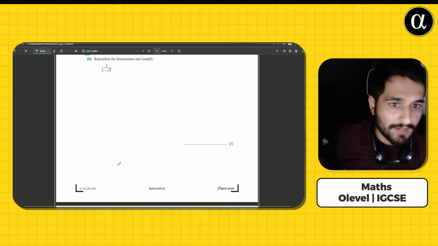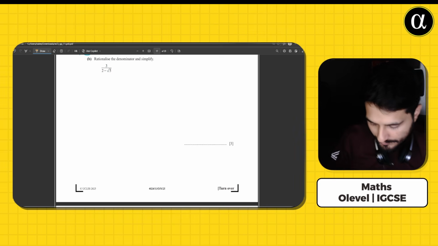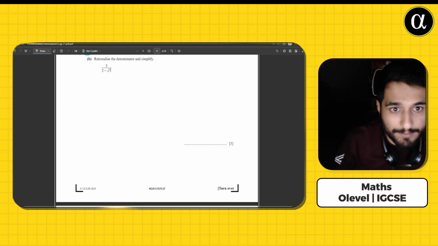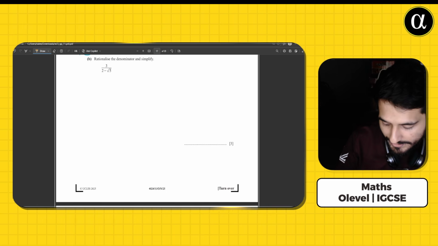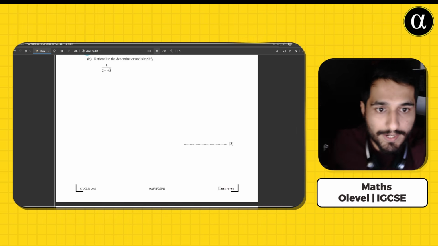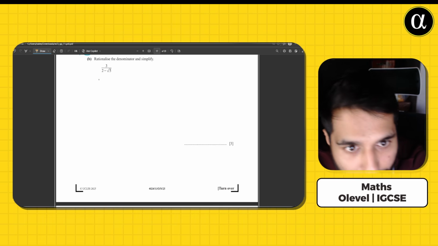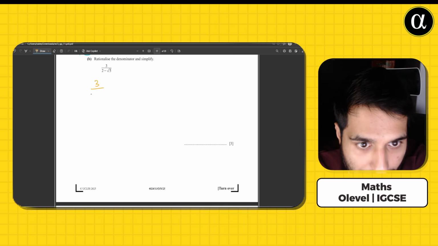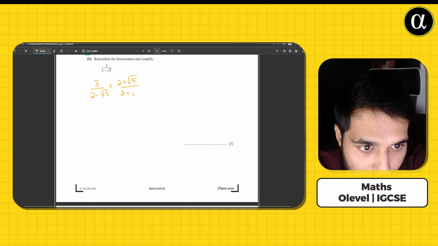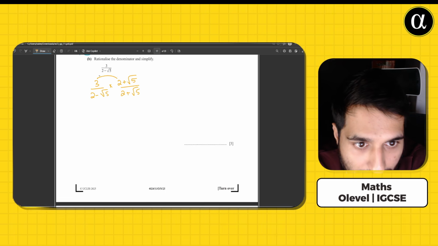The next part is of rationalization. For rationalization, what we're supposed to do is we multiply the denominators with the conjugate, right? Or the whole fraction with the conjugate of the denominator. So this is going to be 3 times 2 minus root of 5 multiplied by 2 plus root of 5 and divided by 2 plus root of 5. So this 3 will be multiplied with these two.